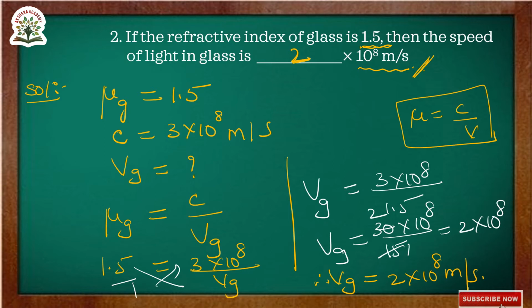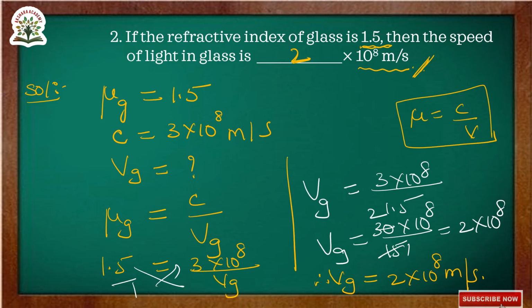Mu g, the refractive index of glass, is equal to C by V. This is the formula: refractive index is the speed of light in air divided by the speed of light in the medium. So mu g is equal to C by V. C is the speed of light in air, that is 3 into 10 to the power of 8. The speed of light in glass, that is in the medium, we have to calculate.